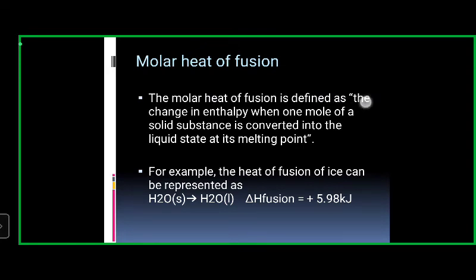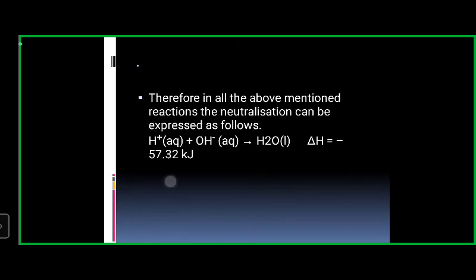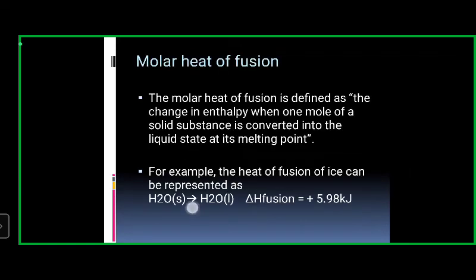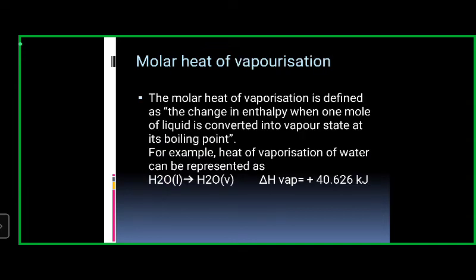The molar heat of fusion is defined as a change in enthalpy when 1 mole of a solid substance is converted into liquid state at the melting point. So solid getting converted into liquid. For example, the heat of fusion of ice can be represented as solid water, that is ice, is converted into liquid. So delta H fusion for this reaction is plus 5.98 kilojoule.